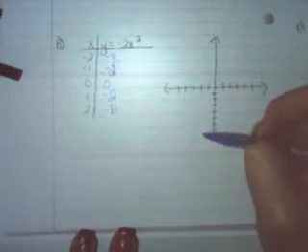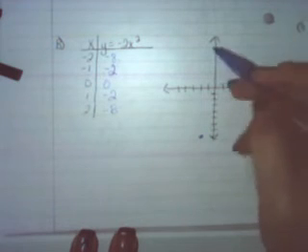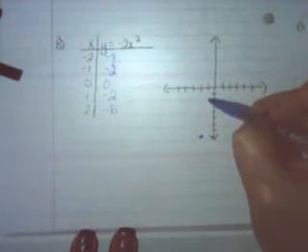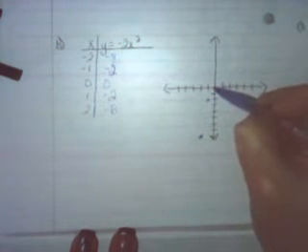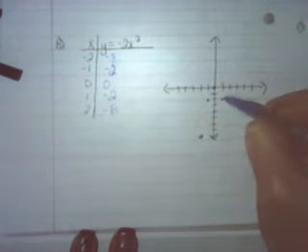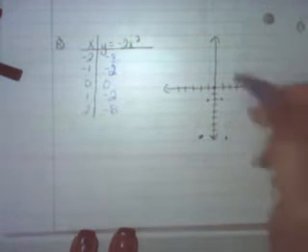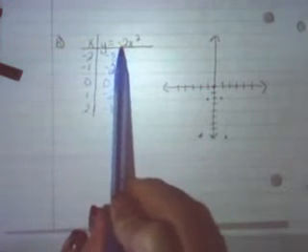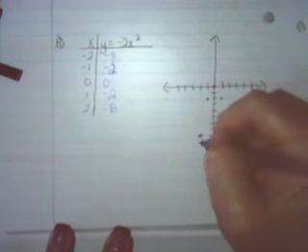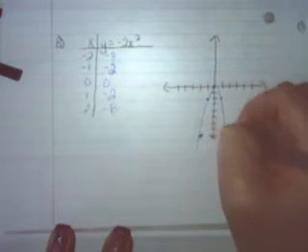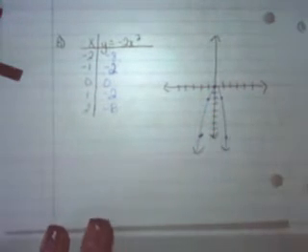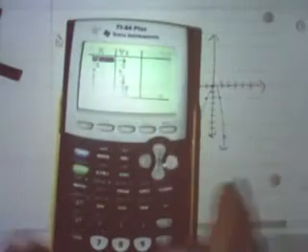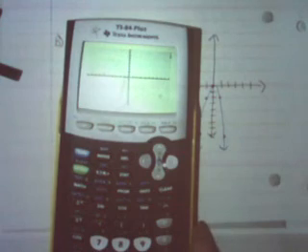Okay. So now that you have your table, you're just going to plot the points. Negative 2, negative 8. Negative 1, negative 2, 0, 0. 1, negative 2, 2, negative 8. Just by looking at this, that's a negative 2. That number in front of x squared is negative, so it's going to open downwards. And then if you graph it in your calculator, you're going to see that you get the same graph.